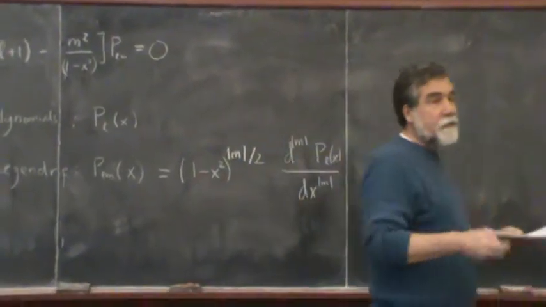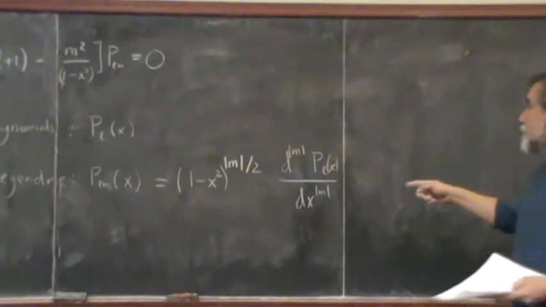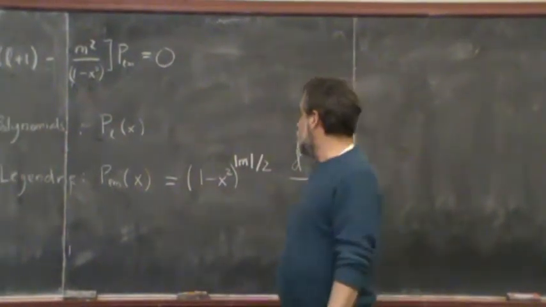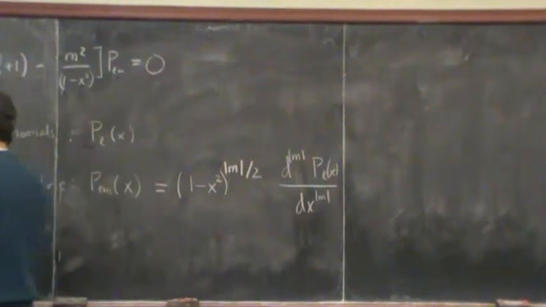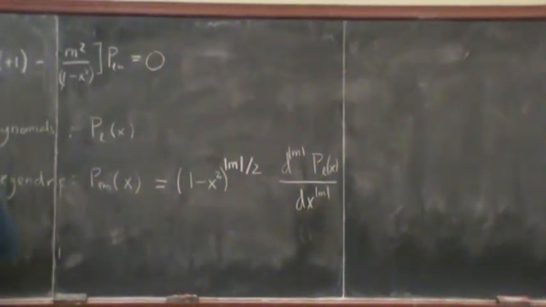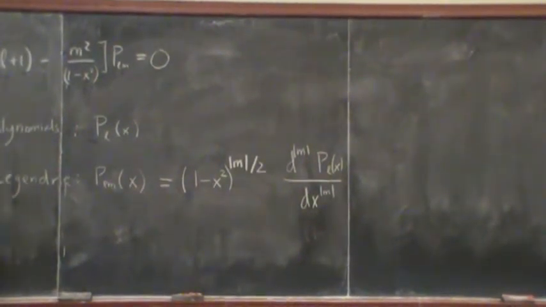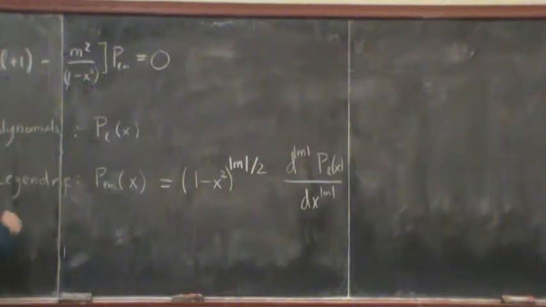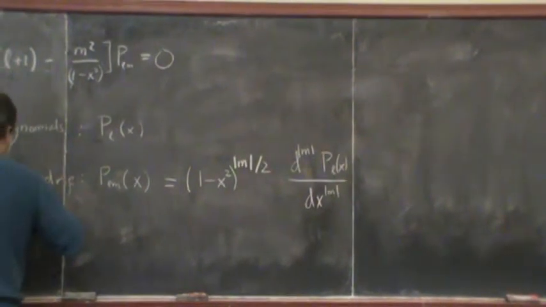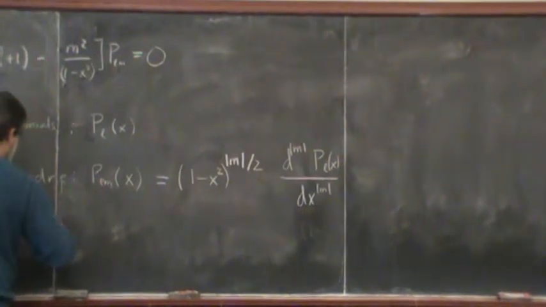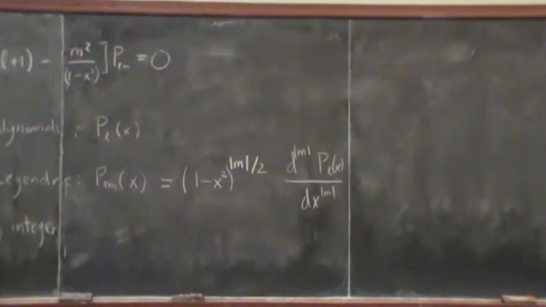And associated Legendre polynomials have two indices, l and m. And we have the constraint that m can only take values between minus l and l, and it has to have integer values. And l and m are integers.